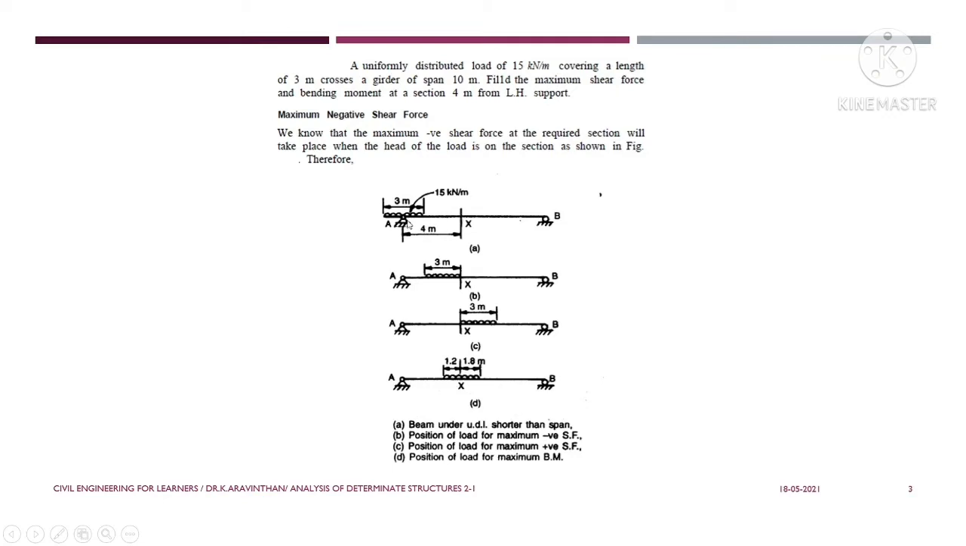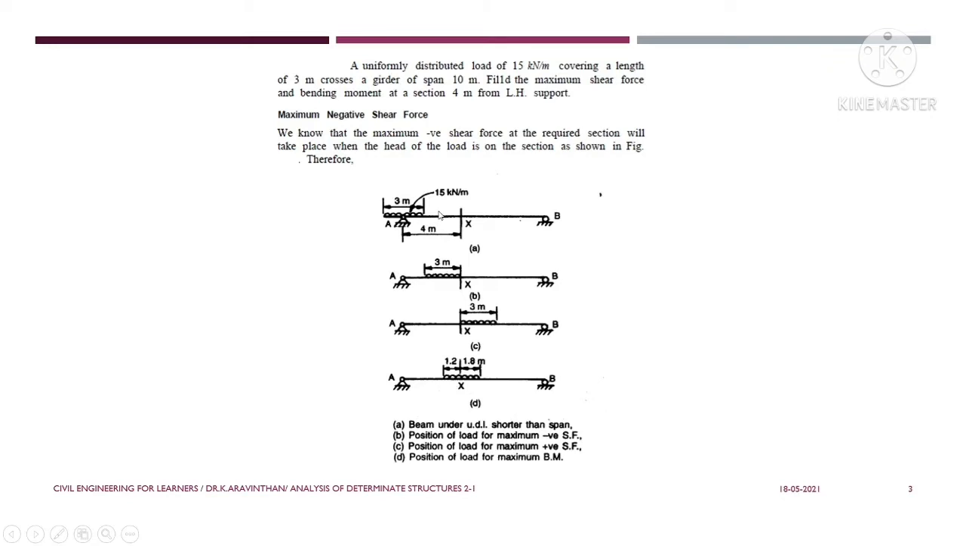At the point X, if we are interested, and if the UDL is moving into the span of the girder, definitely the reactions will be changing. At the point A, the reaction will be highest. Why? Because reaction A is handling all the loads. The reaction B will be very less.